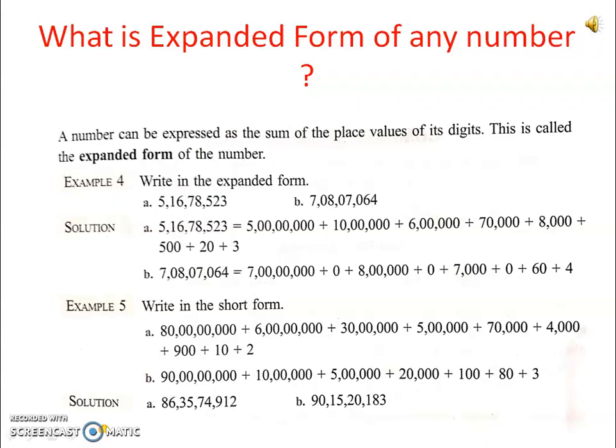Now here is the topic, what is expanded form of any number. Expanded form is simply related to place value of any number. In simple words, we can say if you are asked to find expanded form, you can take out the place values of every digit of that number in terms of addition. Okay. Let's see expanded form by solving the example.